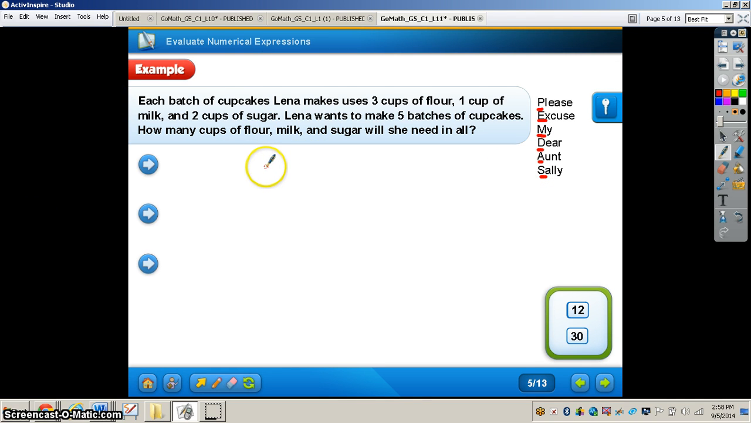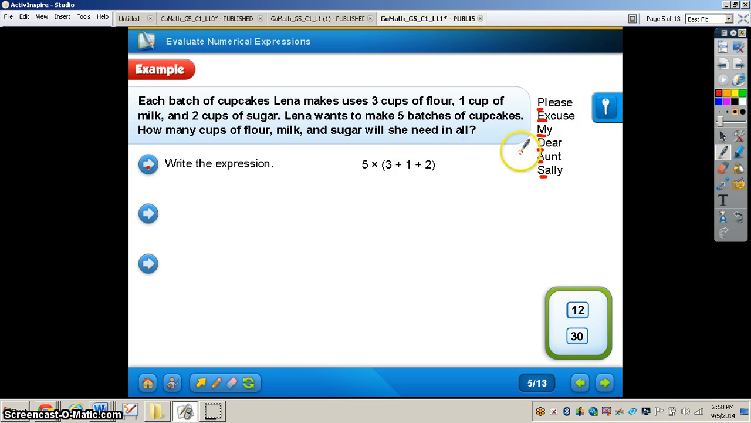So we have this problem here. Each batch of cupcakes Lena makes uses 3 cups of flour, 1 cup of milk, and 2 cups of sugar. Lena wants to make 5 batches of cupcakes. How many cups of flour, milk, and sugar will she need in all? So here's the problem. We write the expression 5 times (3 plus 1 plus 2).